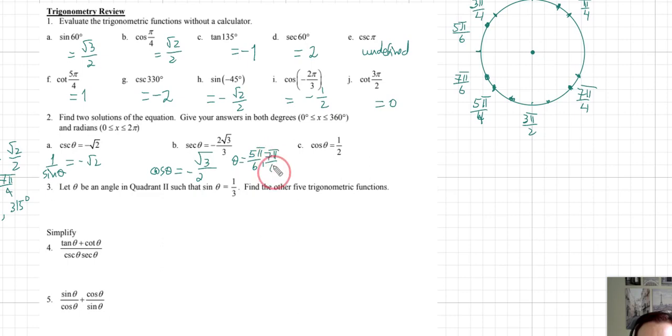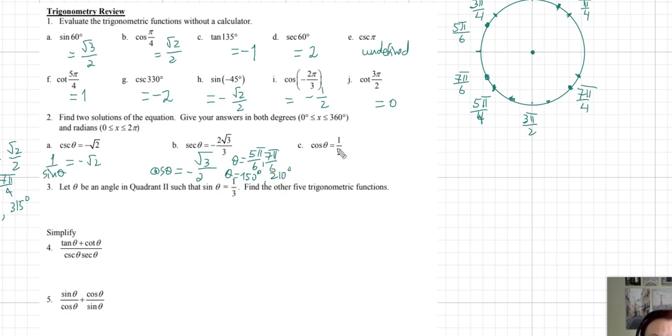7 pi over 6. In degrees, it's going to be 180 minus 30 degrees, which is 150, and then plus 30 degrees, which is 210. So theta equals 150 degrees and 210 degrees.